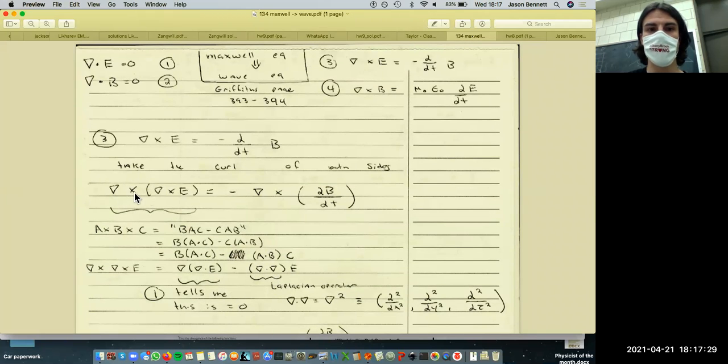So I have the del cross E is equal to this thing called the Laplacian, which is just like the del, except it's the second derivative. So now I have the second derivative in x, second in y, and second in z.